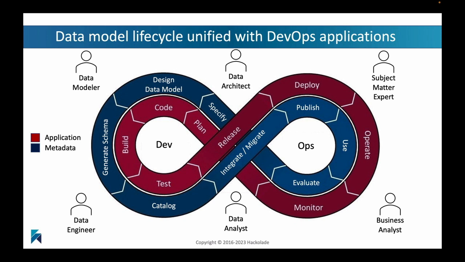Now, what Hackolade has been advocating is that this should also apply to the data models that are used in this lifecycle, right? So whenever you have this infinity loop happening for your software, at the same time, you should be specifying your data model, designing it, generating the schemas for it, cataloging it, integrating and migrating it, publishing it, using it, evaluating it, and starting all over again, right? So the DevOps infinity loop should also be accompanied by a data modeling lifecycle that is also an infinity loop.